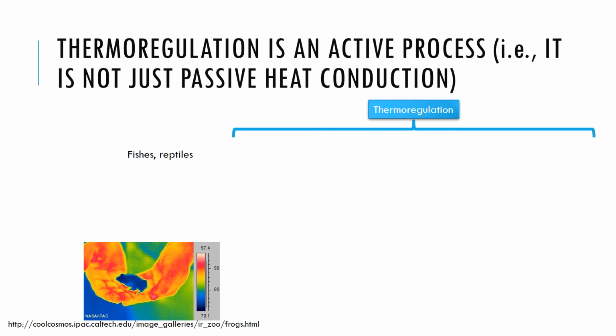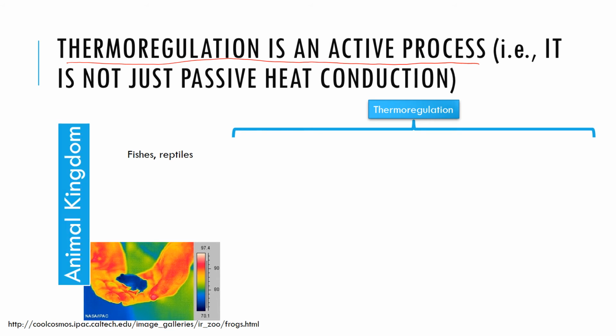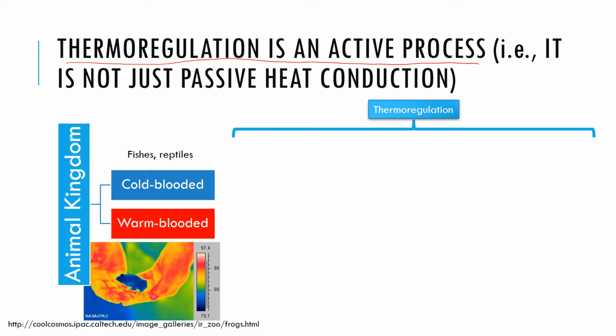So here just a little bit more details of thermoregulation. As I said, it is an active process. So we can divide the animal kingdom into cold-blooded and warm-blooded. So here in this example, the human is the warm-blooded, whereas the frog is the cold-blooded. So there are fishes and reptiles that are cold-blooded, so they don't regulate. So warm-blooded, how do they regulate?